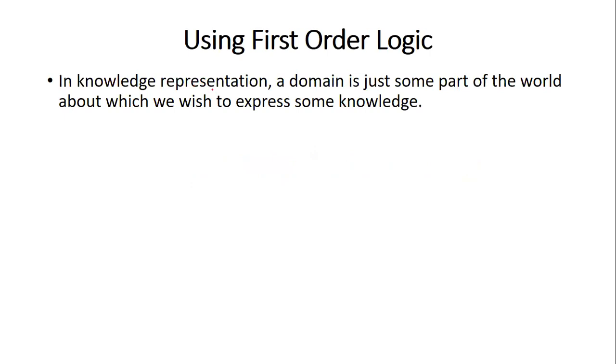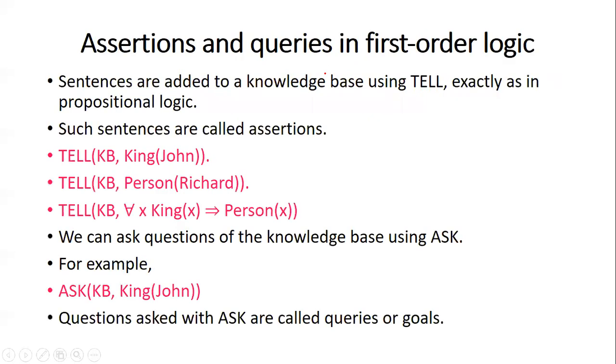To start with, in knowledge representation, the term domain is used to represent some part of the world. If you take a particular problem, it will be specific about a few objects, and whatever objects we are dealing with in a given problem are called the domain. So domain is some part of the world about which we wish to express knowledge. This is one way of defining domain.